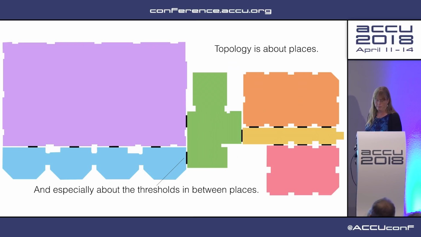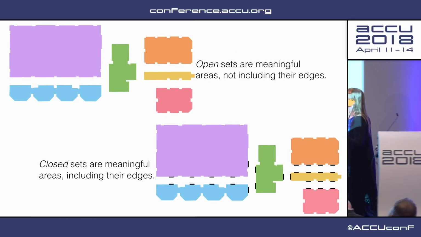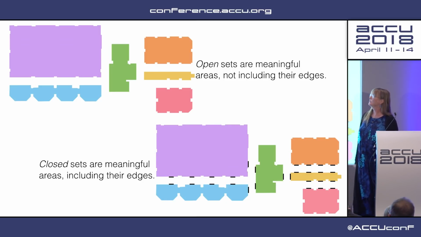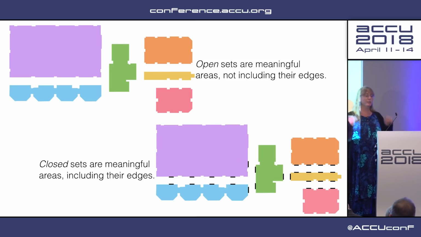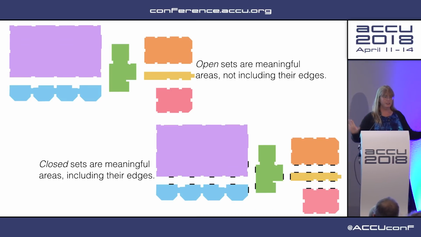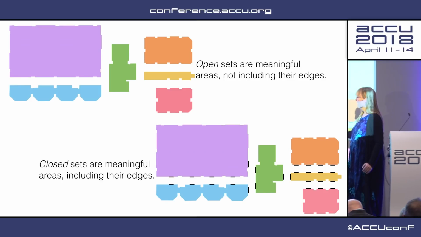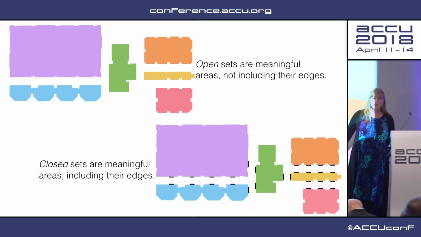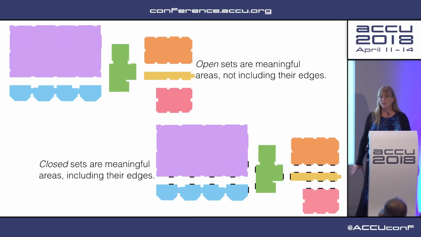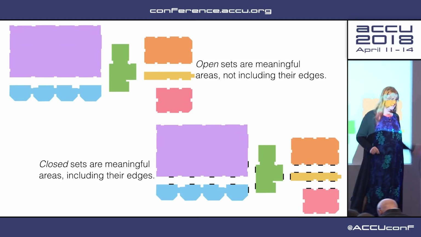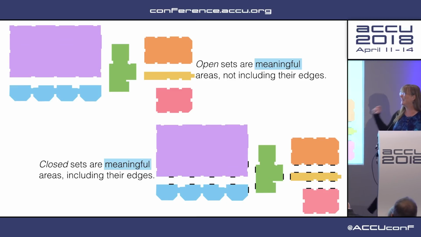In more detail, in topology, we have two kinds of sets. We have open sets, which are meaningful areas that don't include their edges. The edges are not in the open set, but closed sets are meaningful areas including their edges. So two kinds of meaningful sets. And I want to draw attention to that word, meaningful.